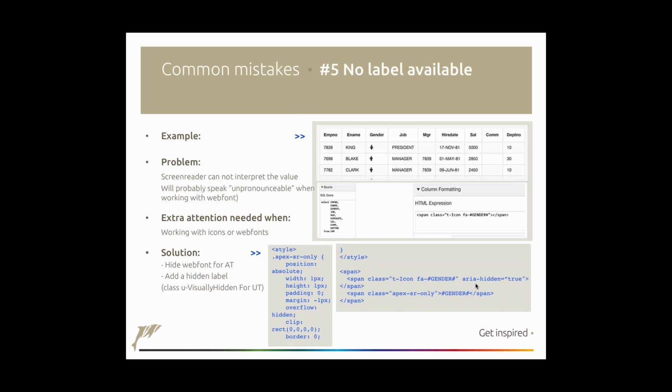This is when you work with fonts and icons, and what I'm showing here is a report with a column that's saying gender. And how have I done that? Well, here I'm going to talk about the HTML expression. I have a column in the table employee which says gender, and in the gender column it has two possible values: male or female.